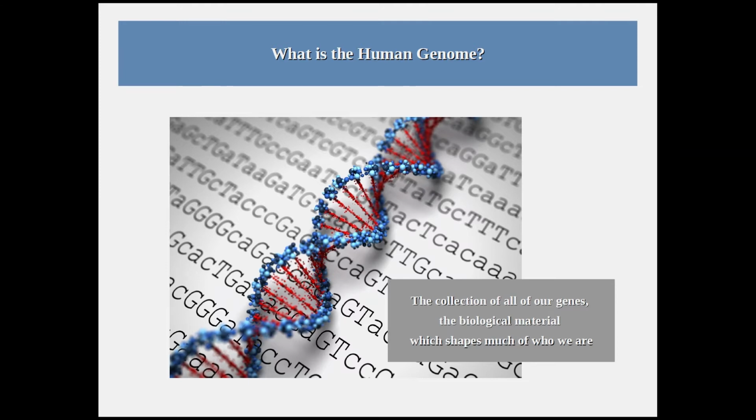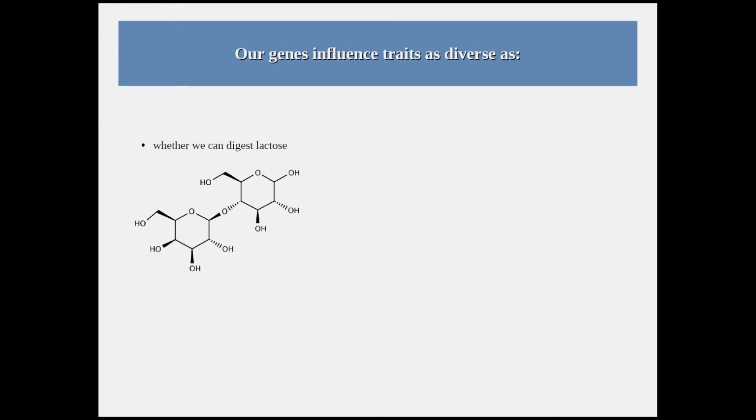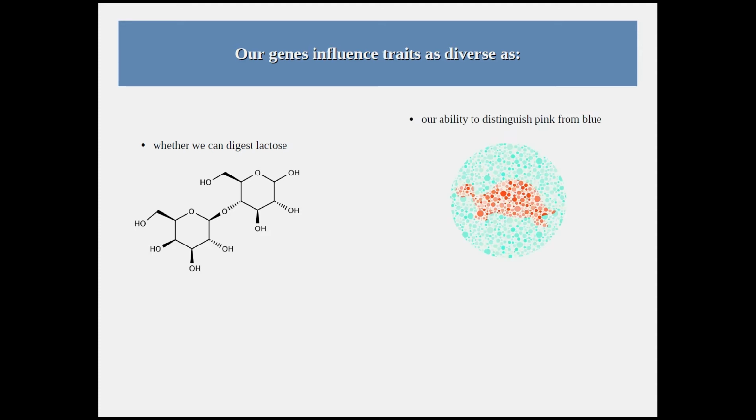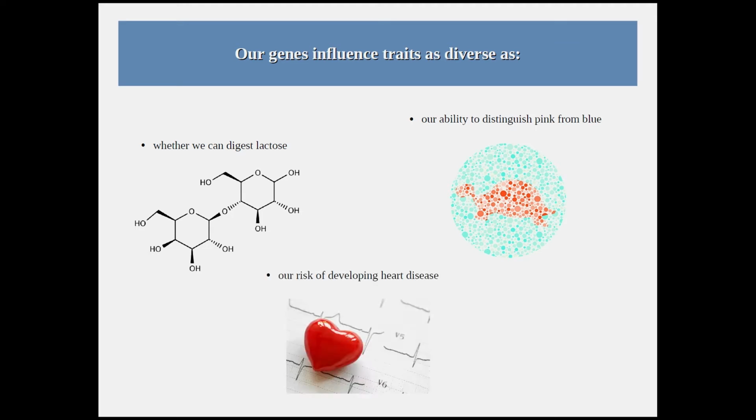So to start off with, what do we mean when we talk about the human genome? Well, it's simply the collection of all of our genes, and our genes shape much of who we are. They influence as diverse traits as whether we can digest lactose, our ability to distinguish the color pink from the color blue, or the color green from red, and also our risk of developing heart disease or cancer.